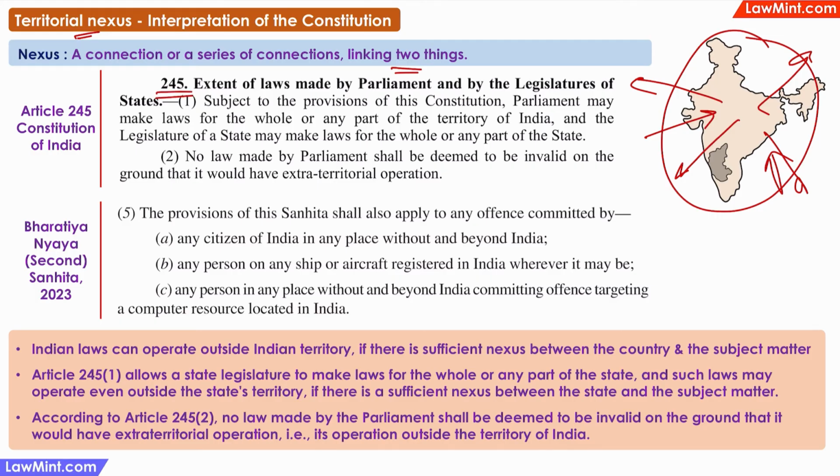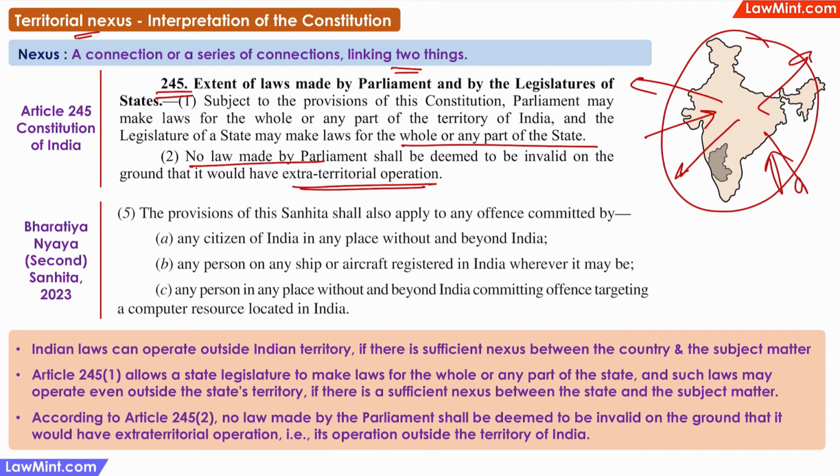While Clause 1 says that the Parliament can make laws that will operate on all parts of the country, Clause 2 states that a law made by the Parliament will not become invalid just because it may have extraterritorial operation, that is, it operates outside India.